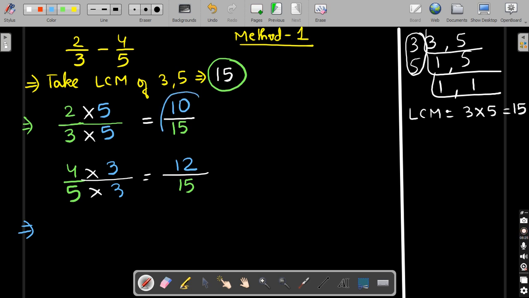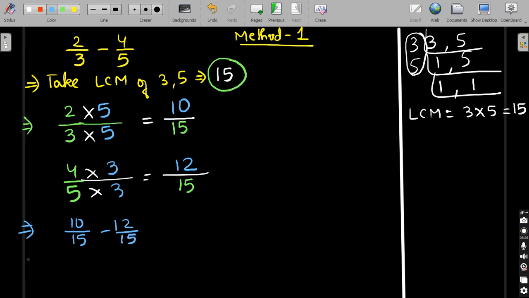Now what will I do? I will subtract this number and this number. Now let us start. So I will do 10 by 15 minus 12 by 15. Yes. Now what did I tell the result, dear student? 15, 15, I will write the base same. 10 minus 12. 10 minus 12, how much, students?